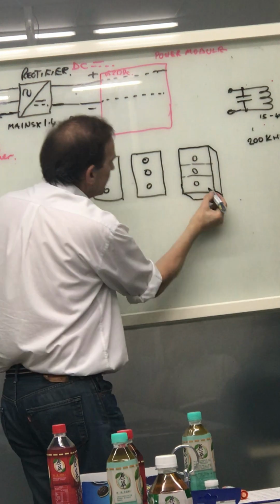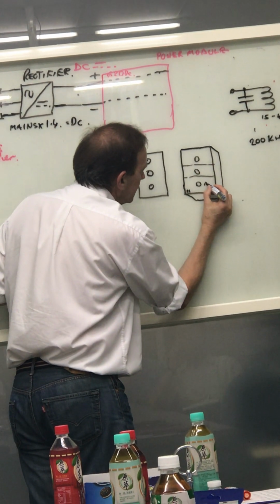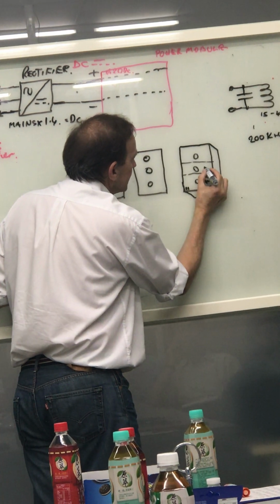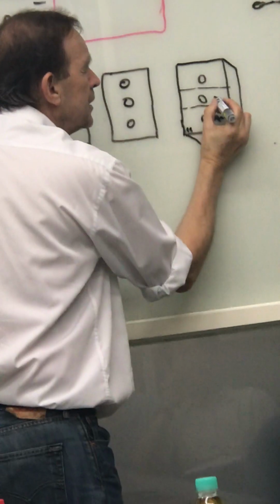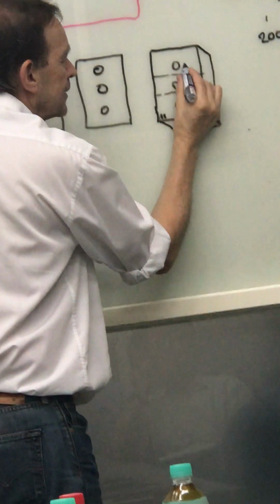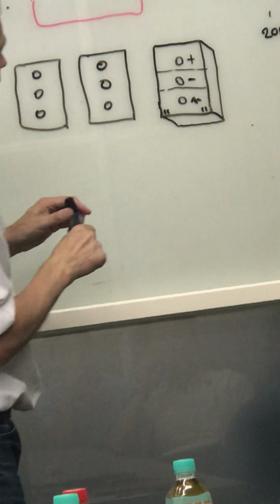So, if I remember, you've got gates here, so that will be the AC side. So that will be the AC. This will be, I think that's the negative, and I think that's the positive. But don't quote me on that, it's just what I'm trying to remember.